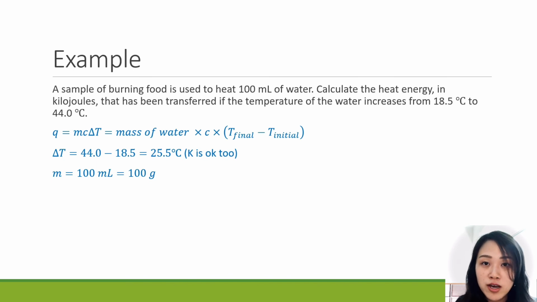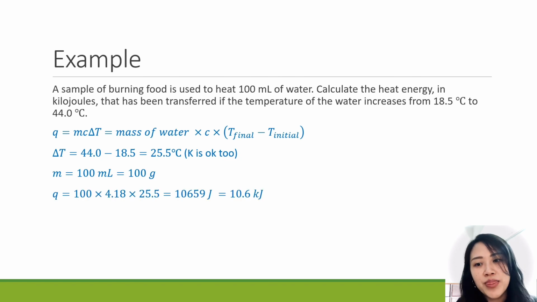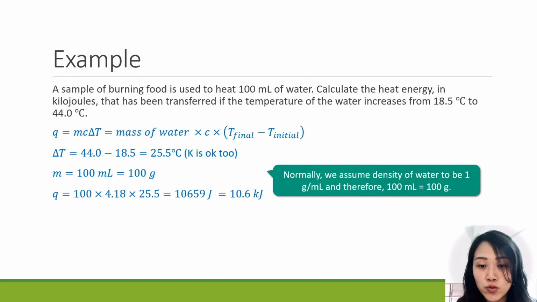The mass of water here to be heated up is 100 mL, and water's density is 1 gram per mL, so it's essentially 100 grams. Then the heat can be calculated to be 10,659 joules.